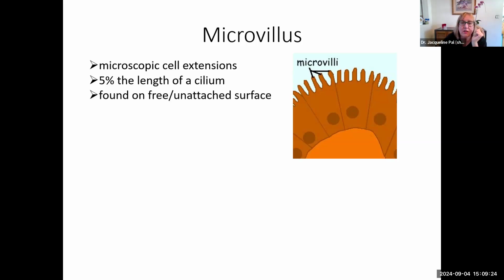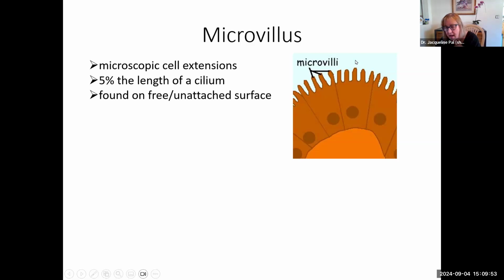So they can only be found on a surface of a cell that is not attached to any other cell or attached to any other substance. So only on that free surface. And here's why we want to have microvilli. Say, for instance, this is your digestive tract and you've eaten a bunch of protein and you want some amino acids. And you're breaking them down, and here go the amino acids.